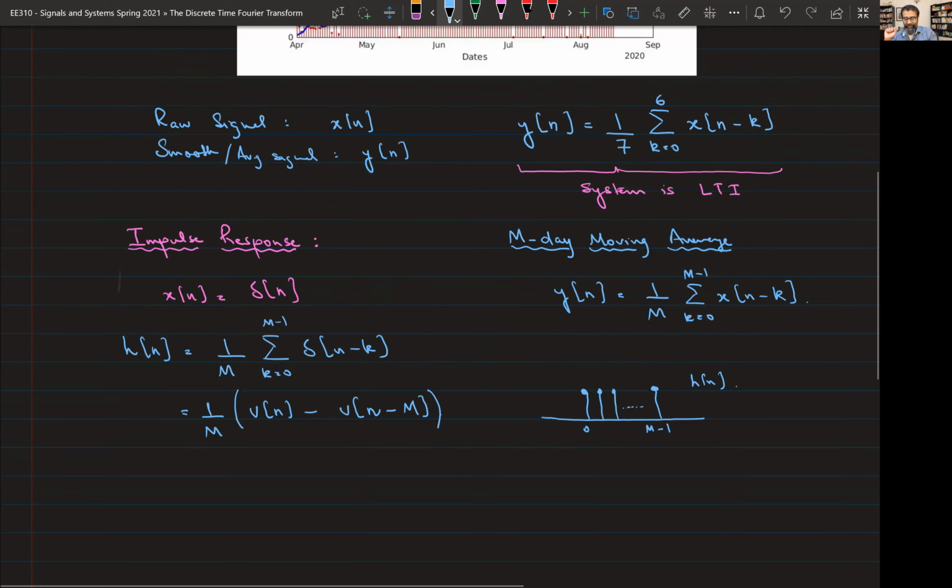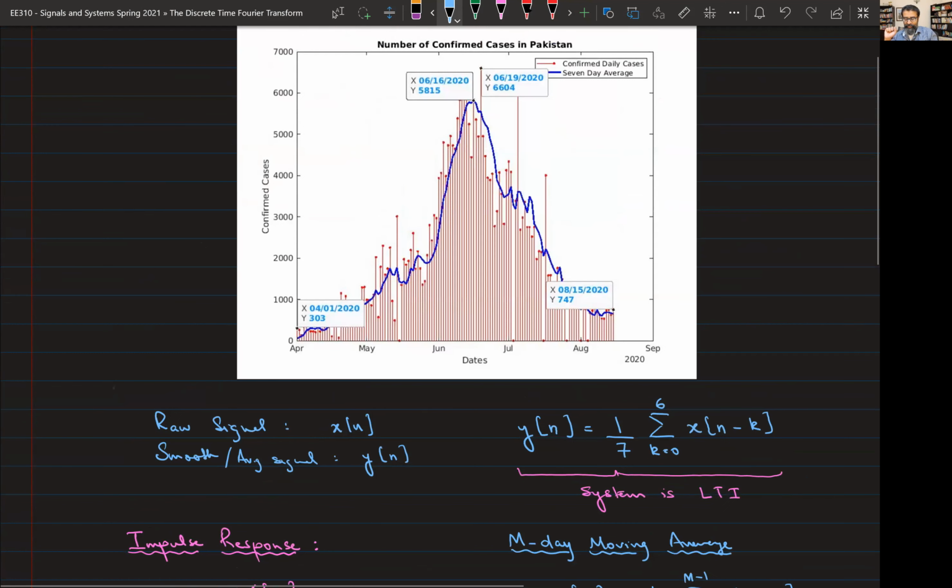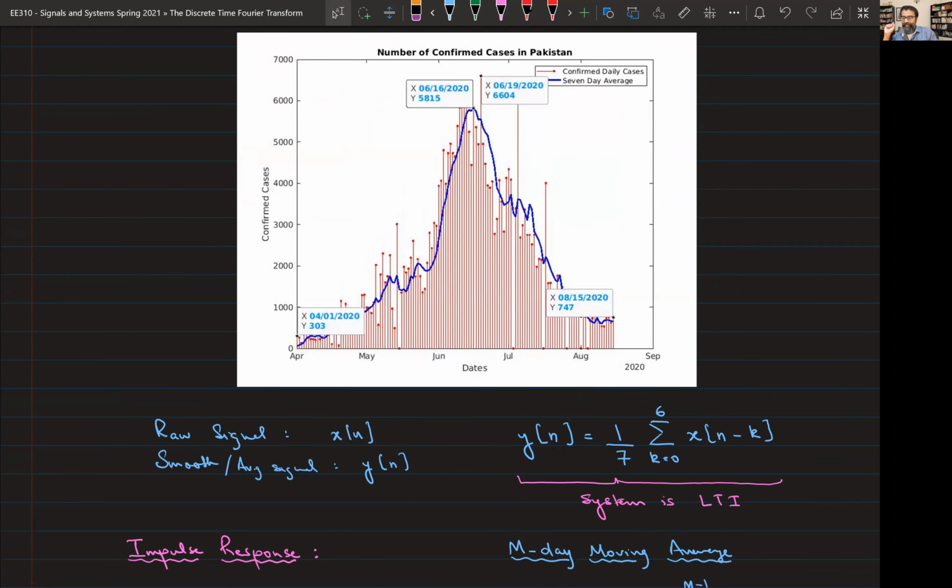So if this is a 7-day average, and if I compute the 30-day average, what would you expect the blue thing to look like? Ibrahim. Sir, I think smoothness will keep increasing. Exactly, smoothness will increase.